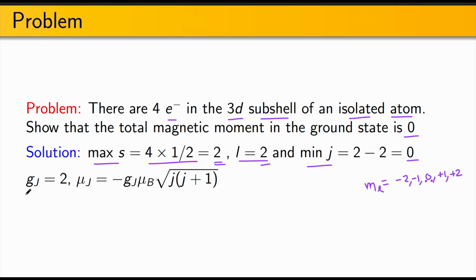So what is the Landé g factor in this case? It is 2. You can check. The Landé g factor is 2, because here L and S are the same, and so mu J is minus g_J mu B, Bohr magneton, times the magnitude of the total angular momentum, root J into J plus 1. So J is 0, hence 0.